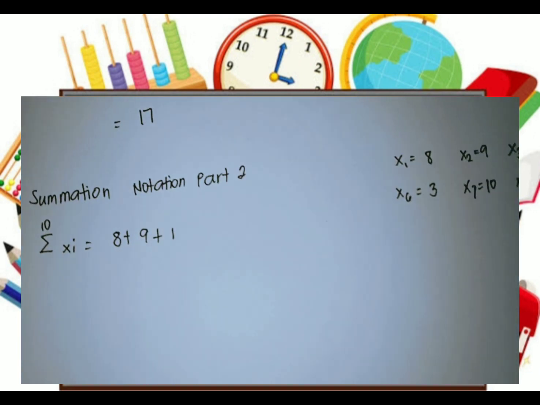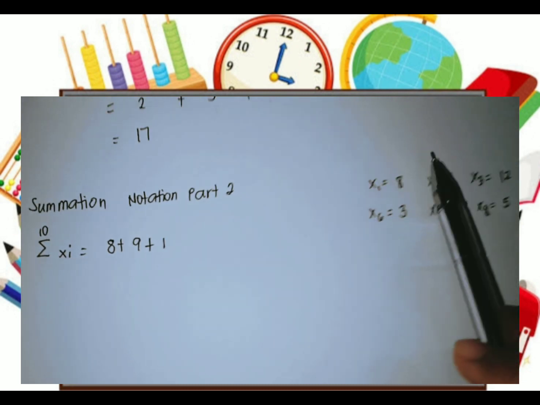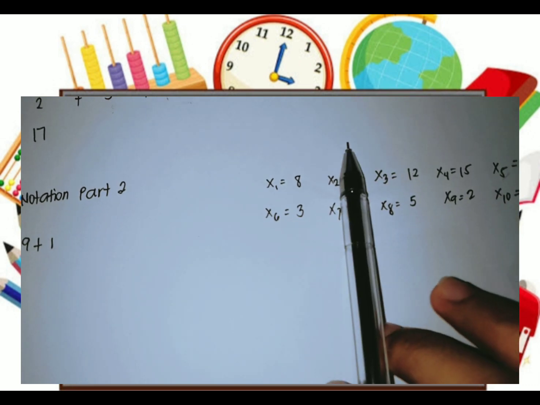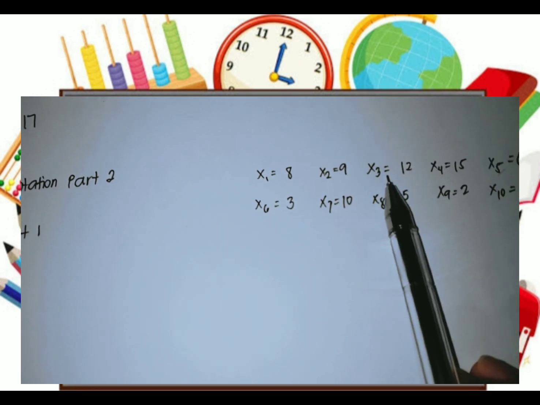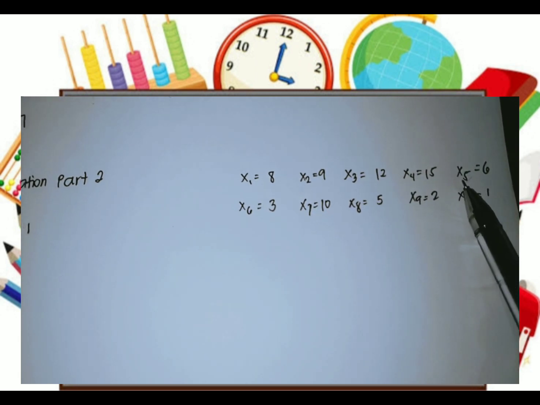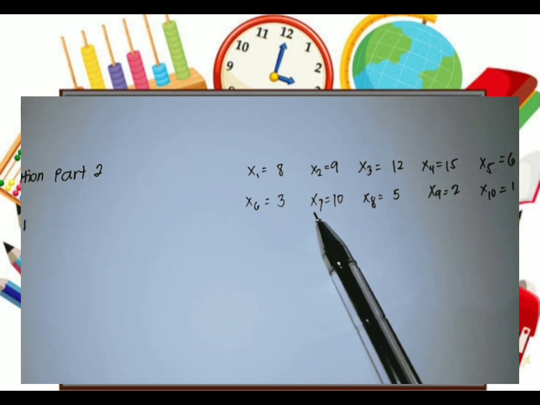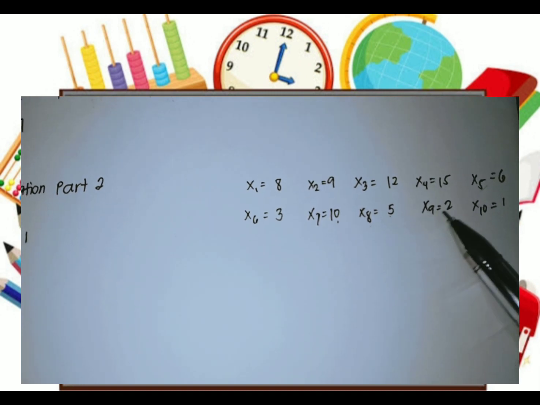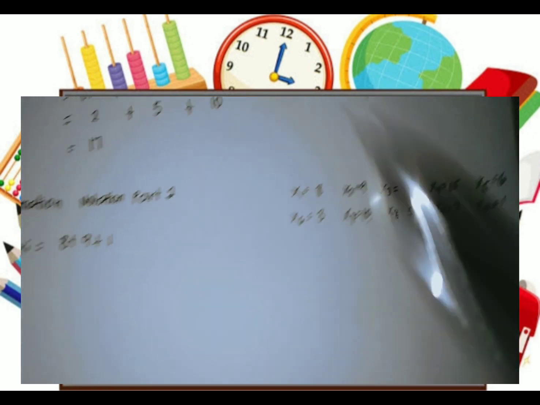Okay, so in our summation notation part 2, the x's are given. Our x sub 1 is 8, our x sub 2 is equal to 9, x sub 3 is equal to 12, and our x sub 4 is equal to 15, x sub 5 is equal to 6, and our x sub 6 is equal to 3, x sub 7 is equal to 10, and our x sub 8 is equal to 5, and our x sub 9 is equal to 2, and x sub 10 is equal to 1. Okay?